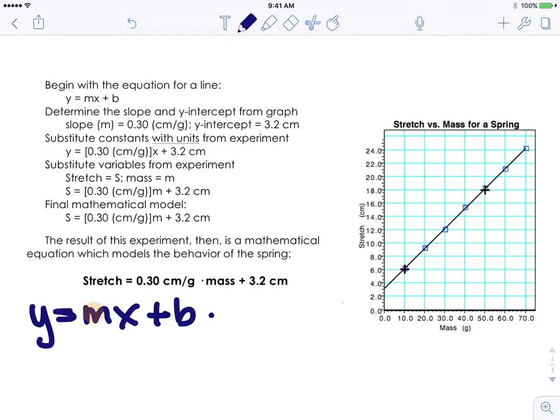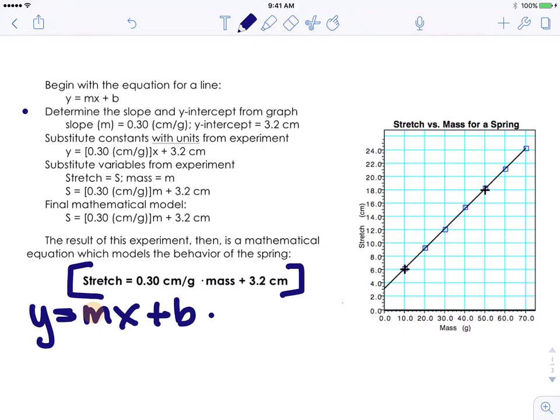Okay, let's go through the steps. Let's go through the steps of replacing this equation for a line into your mathematical model, which is this right here. And again, this came right from your reading packet. All right, so the first thing you do is determine the slope and the y-intercept from your graph. So I'm at this point right here.